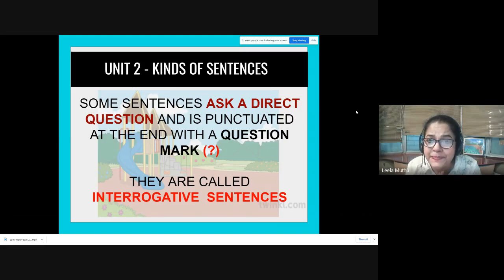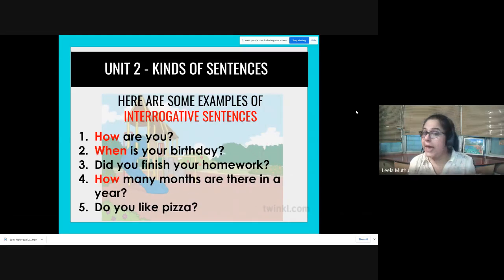All right? So all sentences do not have to end with a full stop. Depending on the kind of sentence, the punctuation mark at the end of the sentence differs or changes. And these are interrogative sentences. So some examples, as usual, of interrogative sentences.